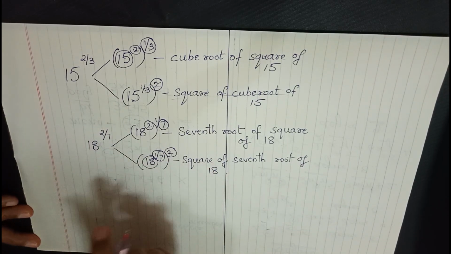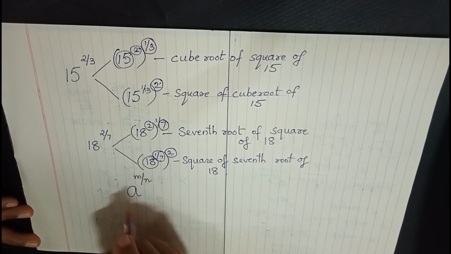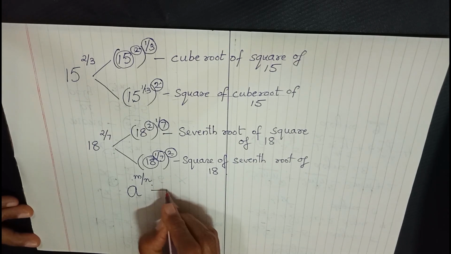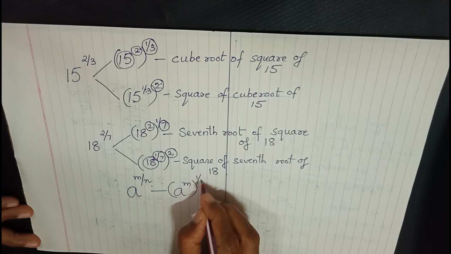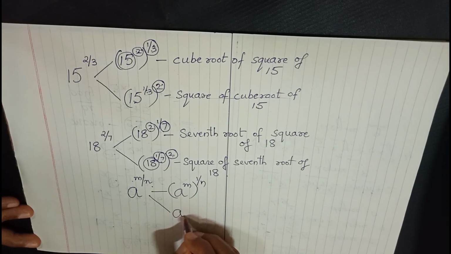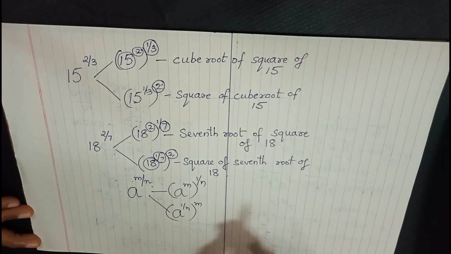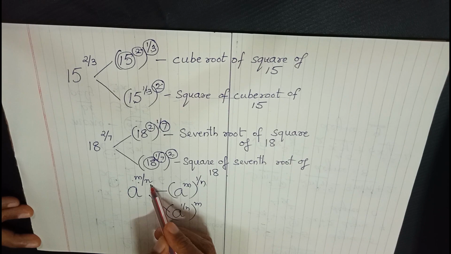So I hope you have understood. Any number, if it has a rational number in the form m is to n as indices, it can be written as the power inside and the root outside, or the root inside and the power outside. It will not make a difference, because on multiplying it will always give you m upon n.